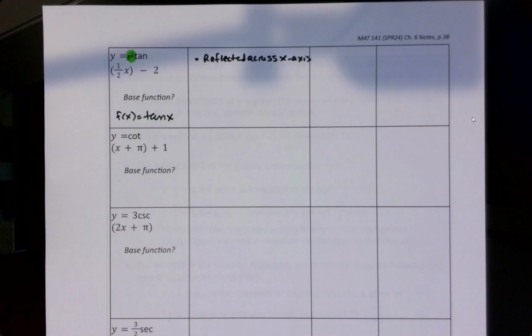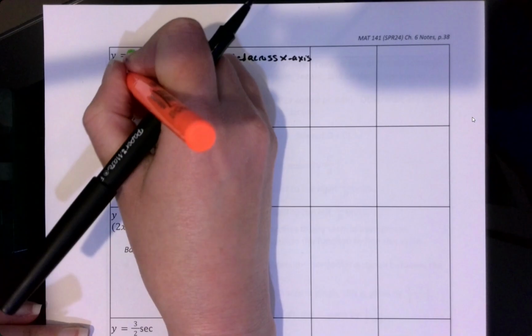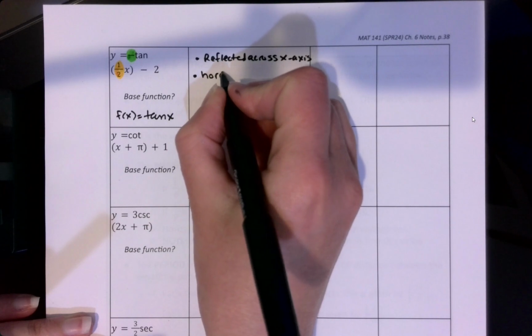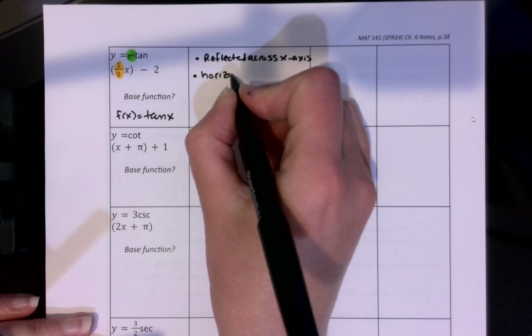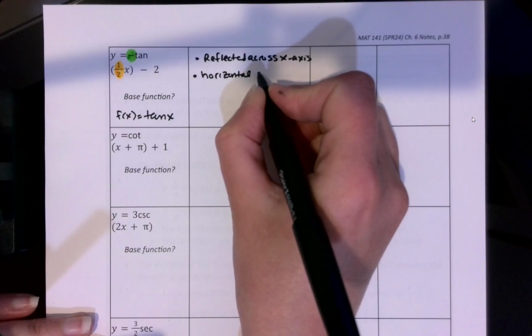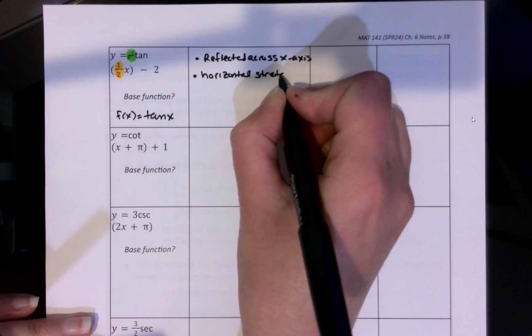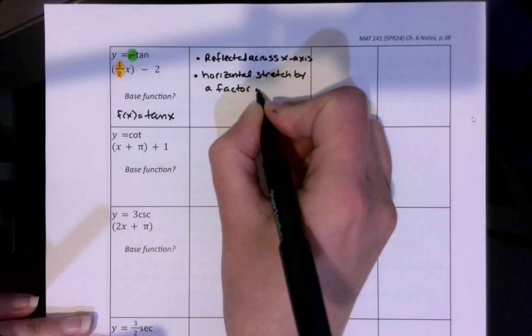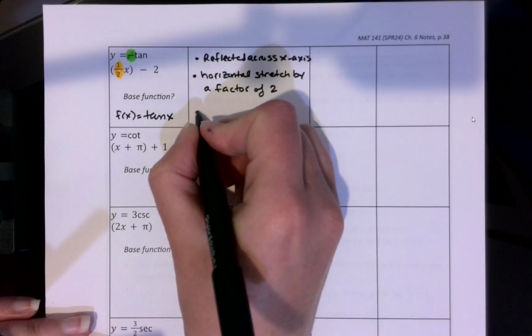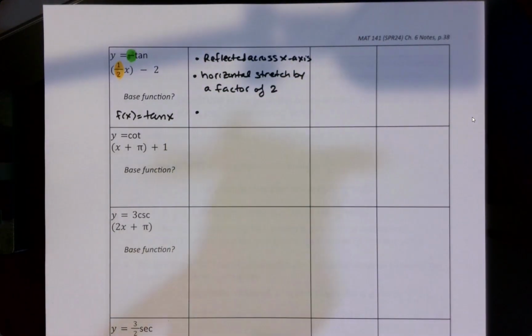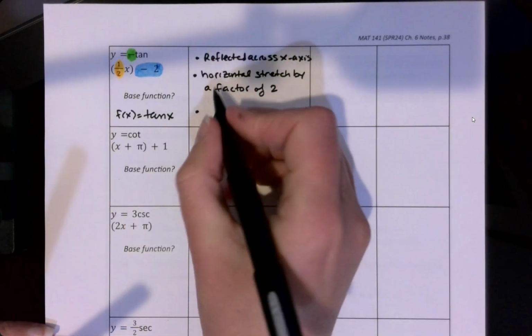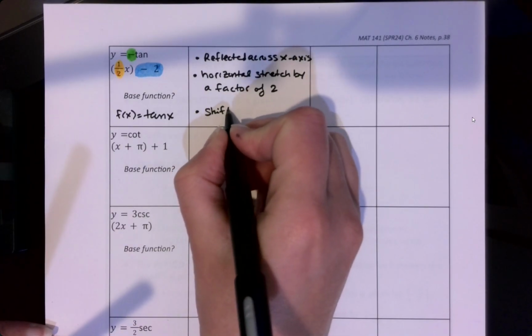Then inside the tangent function, we have a 1/2 multiplier. So that 1/2 multiplier is going to be a horizontal stretch or shrink. And in this case, since it's a 1/2, it's going to be a horizontal stretch by a factor of 2. And then the -2 at the end, it's not inside the parentheses. It's not inside the tangent function. That's going to be a shift down 2.